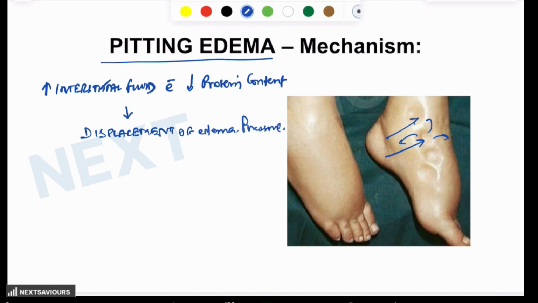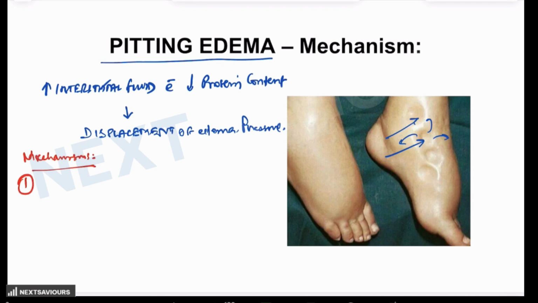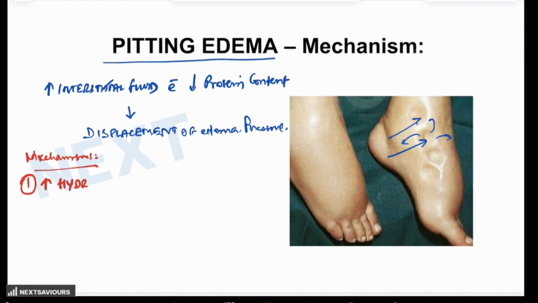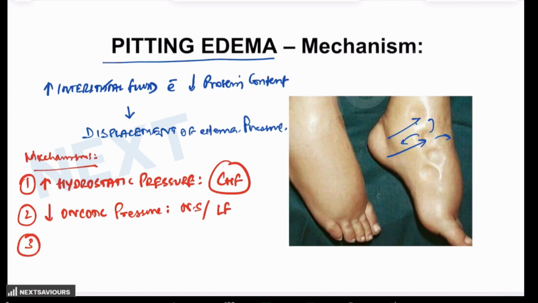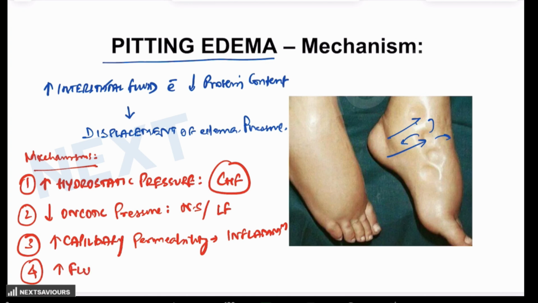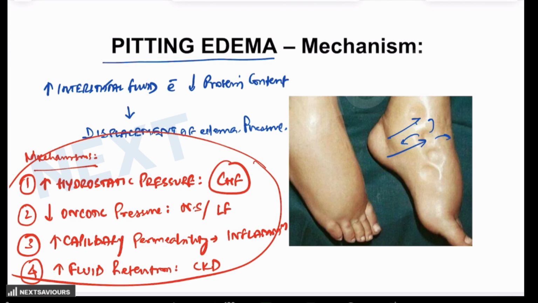Now, what are the possible reasons or mechanisms behind this? The first one obviously is increased hydrostatic pressure, as happens in congestive heart failure, because of which edema gets collected in the interstitial fluid with a decreased protein content. The second reason could be decreased oncotic pressure, as happens in nephrotic syndrome or in liver failure. Then the third possible reason is an increase in capillary permeability, as happens in inflammation. And finally, it could be because of increased fluid retention in the body, which happens in chronic kidney diseases. Because of these potential causes, the interstitial fluid shifts whenever pressure is applied and there is a formation of a pit. So this is the reason why it is called pitting edema.